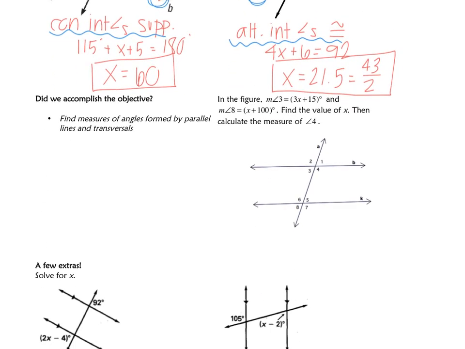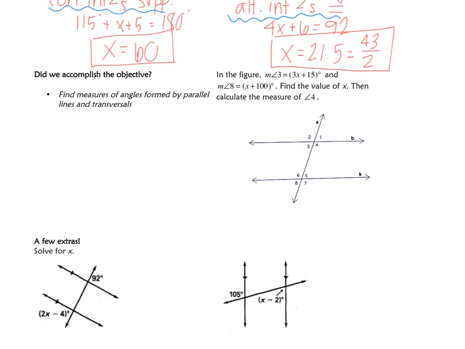Last problem, did we accomplish the objective? I would like you to do this problem. In the figure, you have angle 3 as 3x plus 15. You have angle 8 as x plus 100. And you are to find the value of x, then calculate the measure of angle 4. So there are two parts in this question. You should have two answers. You should have x equals and angle 4 equals.